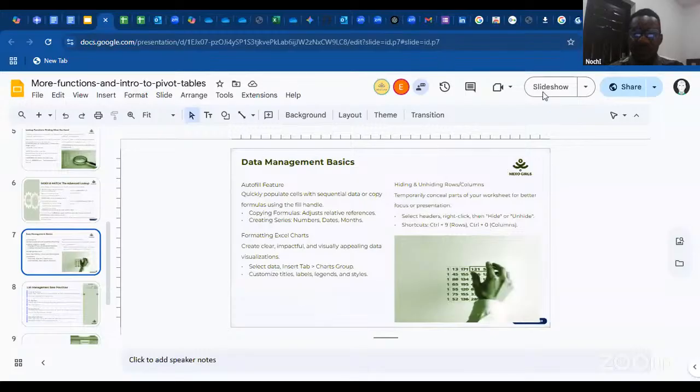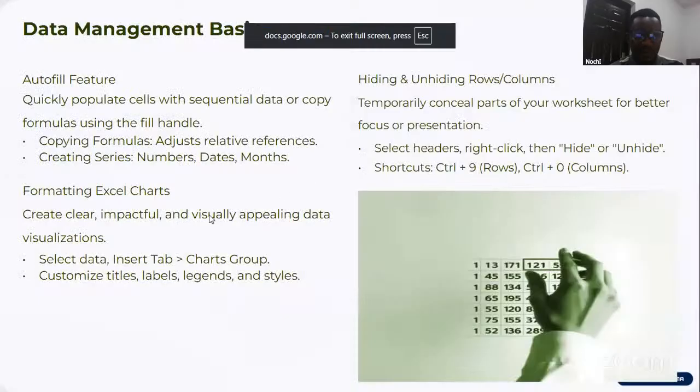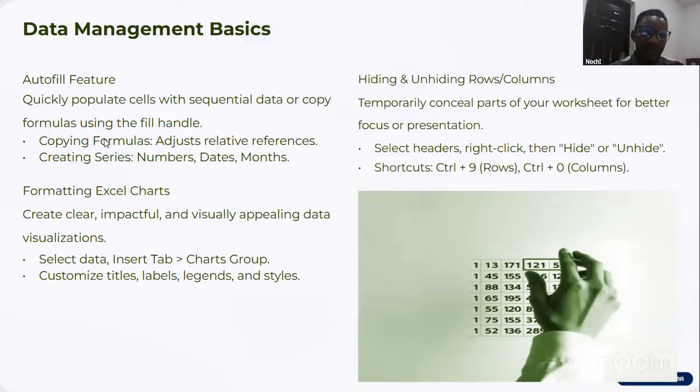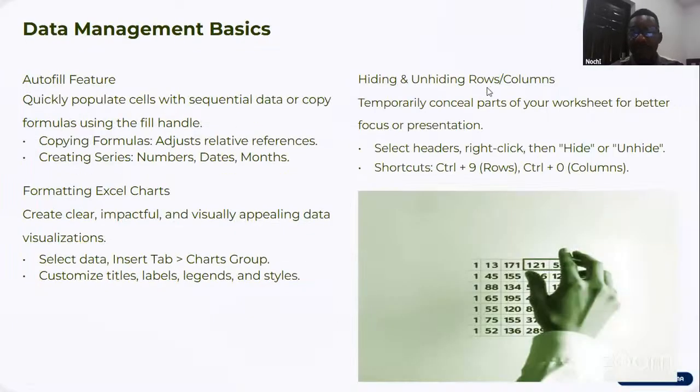Now, we're talking about data management basics. You need to understand what the autofill feature is. You create one formula and you just copy it. It will calculate the rest for you. Formatting Excel charts, I showed you: go to your tab and then you see different charts over there. For hiding and unhiding rows, there are times you don't want a particular column or row to show. You temporarily hide or unhide it. It's there, but it's just not shown.